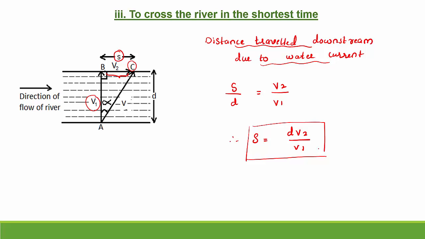In the third application, to cross the river in the shortest time, he has to swim perpendicularly, so he will go downstream in the shortest time because of the river flow. You can remember all the expressions to solve numerical problems based on relative velocity. So this completes applications of relative velocity.